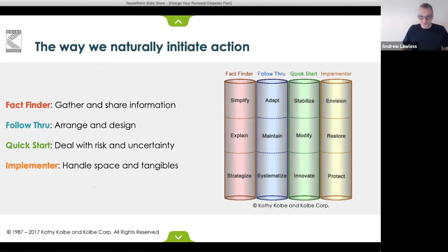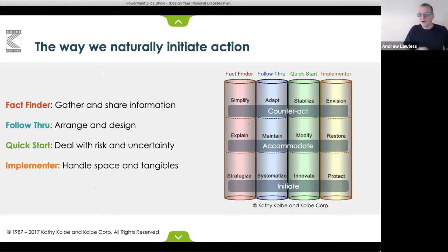So when you look at each mode, in each mode we either counteract, we accommodate, or we initiate. So what does that mean? Give an example. As a fact finder, if you counteract a fact finder, you're good at simplifying. So you're good at taking action without having too much information. You're also good at getting right to the bottom line, extracting the essence of things, and have the high overview, big picture. On the other hand of fact finder, when you initiate, you're good at strategizing. So you're good at dealing with a lot of information and then deriving a strategy from that.